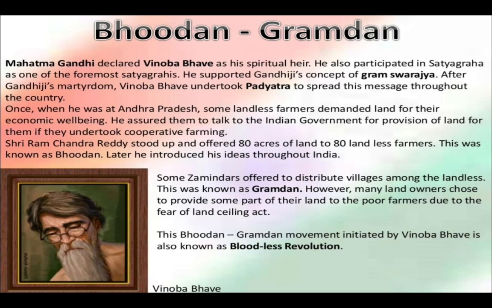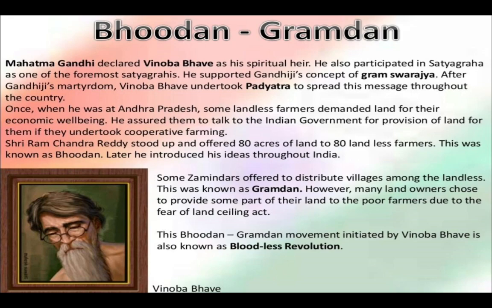Once when he was in Andhra Pradesh, some landless farmers demanded land for their economic well-being. He assured them he would talk to the Indian government for provision of land for them if they undertook cooperative farming. Cooperative farming means they all need to do the farming together, and any profit earned will be divided equally among all those farmers, so nobody will be in loss and nobody will be in much profit. Sri Ramchandra Reddy stood up and offered 80 acres of land to 80 landless farmers. So each farmer got 1 acre of land, but they had to do collective farming. This was known as Bhudan because the whole land was donated.